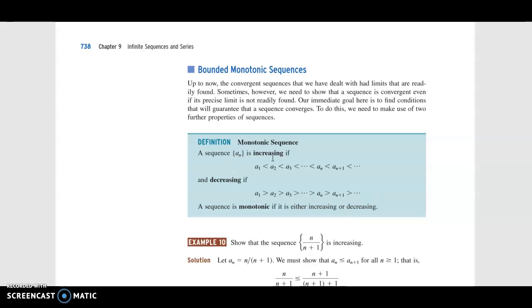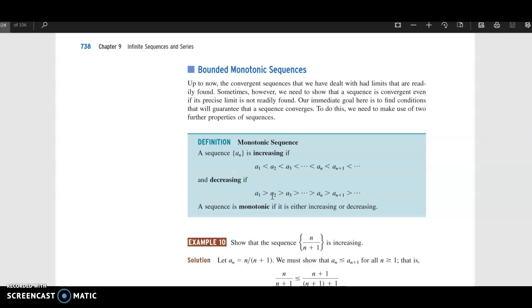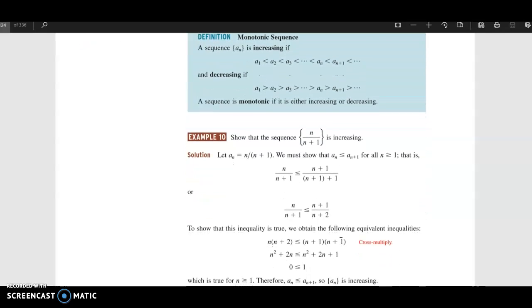A sequence is increasing if a1 is less than a2 is less than, and so on. And decreasing if a1 is greater than a2 is greater than, and so on. The first term is the higher value, so it is decreasing. Then this is called a decreasing sequence. A sequence is monotonic if it is either increasing or decreasing.